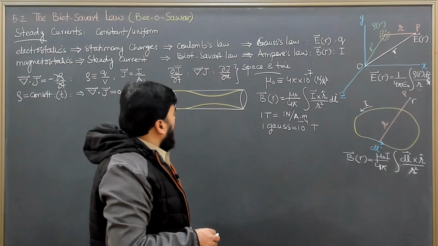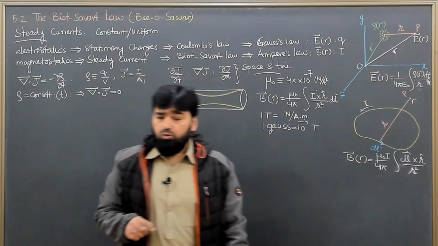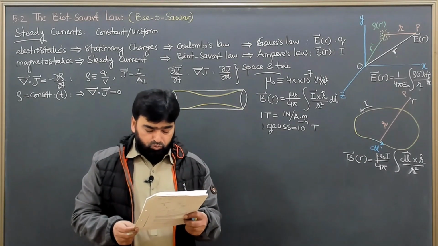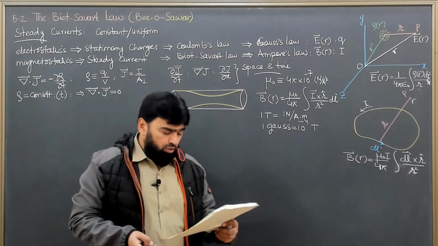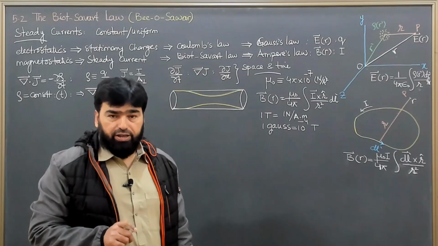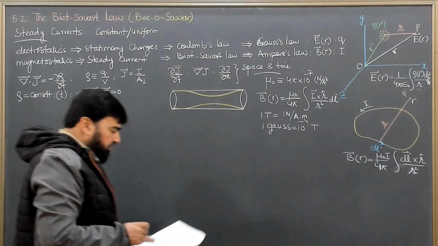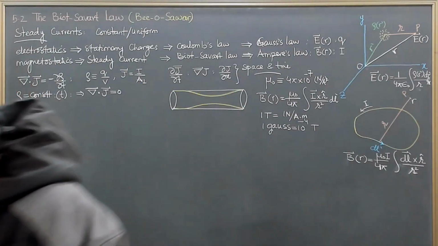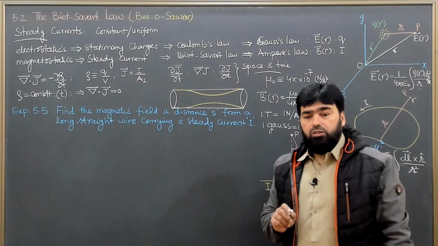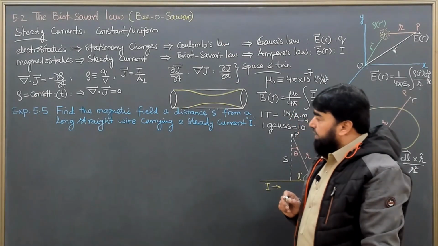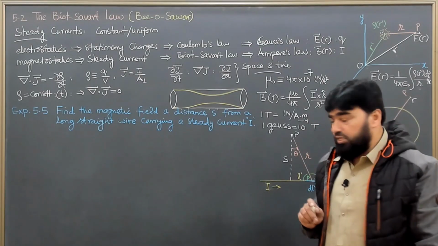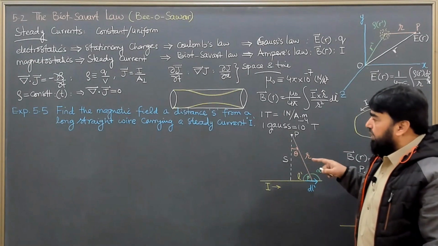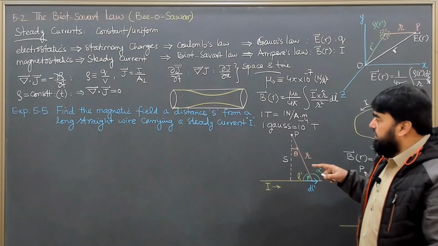So I think it is sufficient for the introduction of the Biot-Savart law. And next we will go and we will solve example 5.5. We start with the solution of example 5.5, and example 5.5 says: find the magnetic field a distance s from a long straight wire carrying a steady current I.